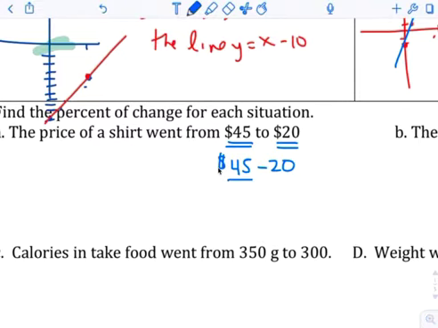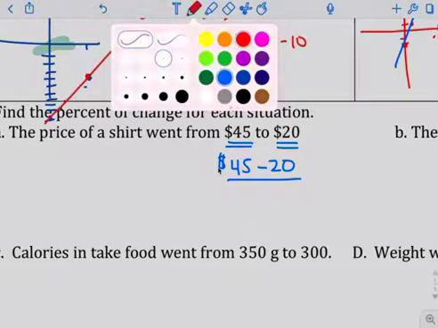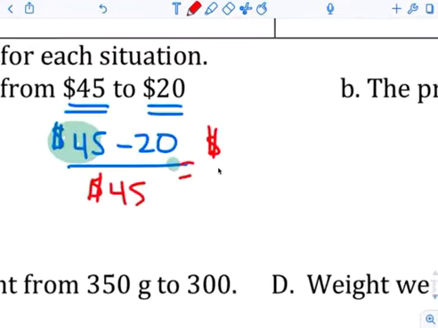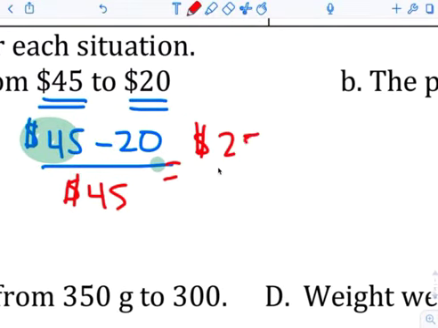How much? Okay, we always put the original price. It went from this price to this price. So we always put the original on the bottom. So it went down how many dollars? $25 over the original price of $45. And divide that, and multiply it by 100.